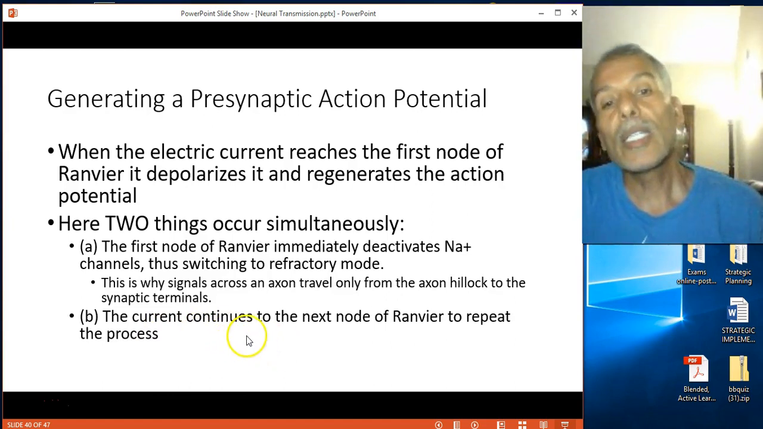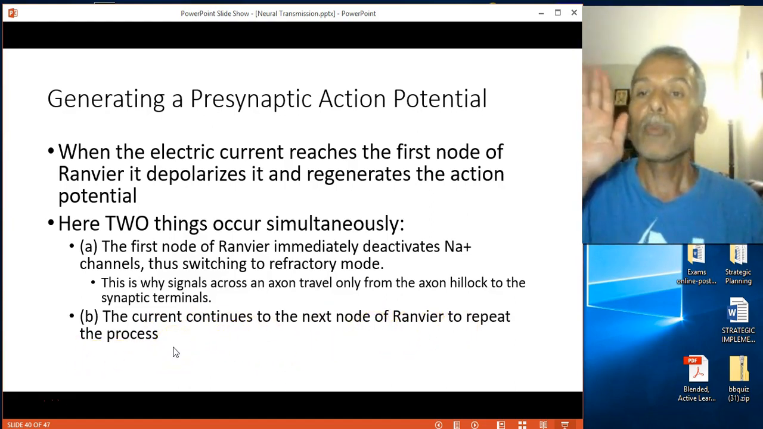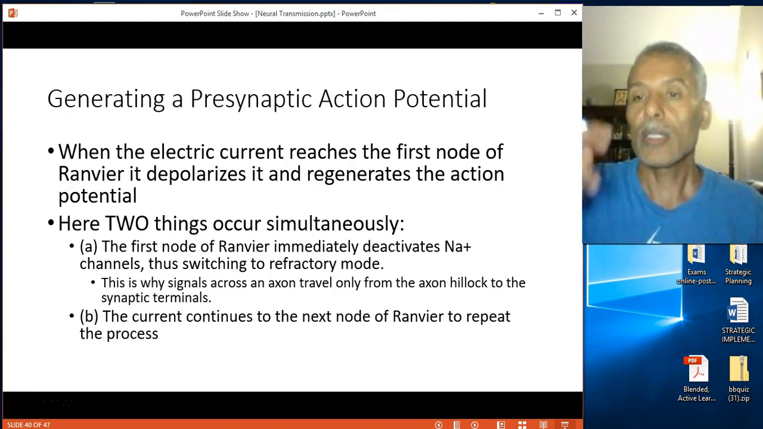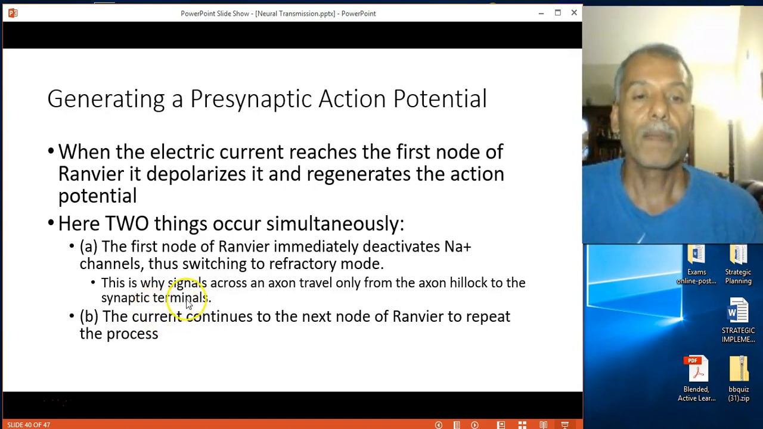So the current continues to the next node of Ranvier to repeat the process. So it will be like dominoes. One falls, it causes the next to fall, it causes the next quickly, and then you have this cascade effect.